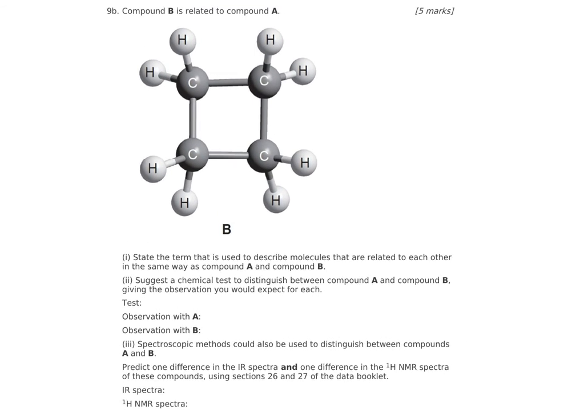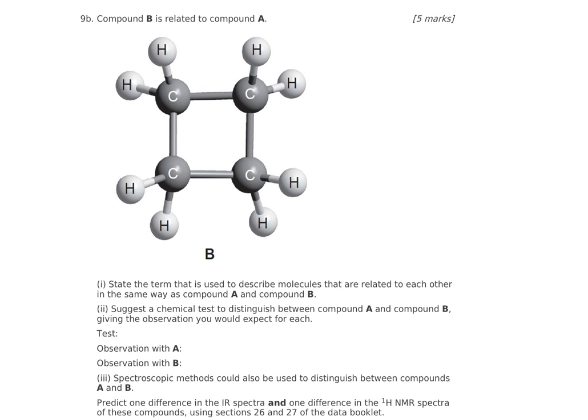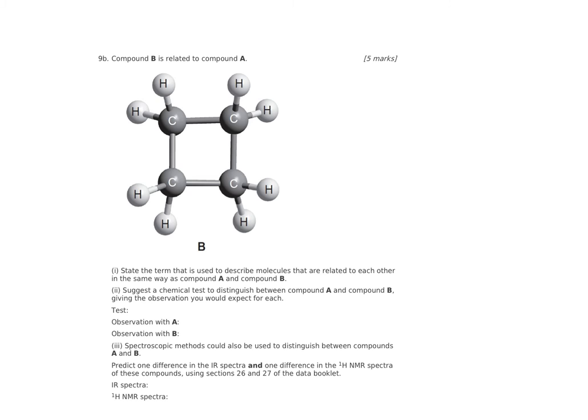So then next question, state the term that is used to describe molecules that are related to each other in the same way as compound A and compound B. So I'm just going to draw it here to make it easier for myself. Okay, so how are they related? They both got 4 carbons, and then they both have 8 hydrogen. So they have the same molecular formula, but they have different structures, in this case different functional groups. So this is a structural isomer, or you could be more specific and say a functional group isomer.